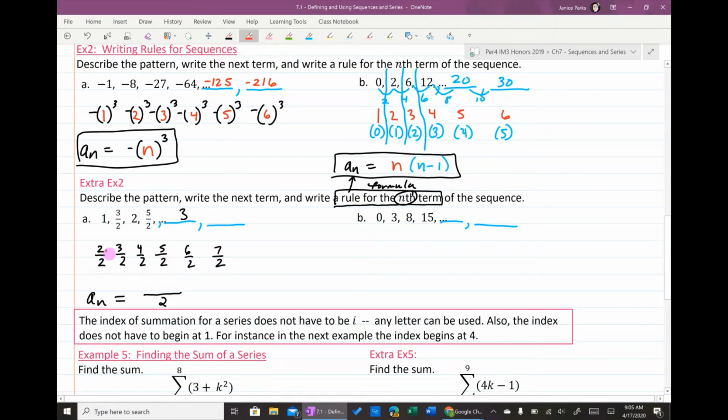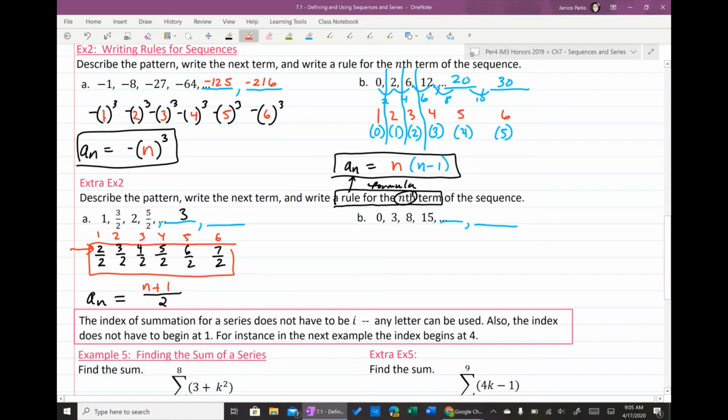The top number, remember that we said that n is 1, 2, 3, 4, 5, and 6. But these are one more than that, so we would write n plus 1 to get to these numbers. So for the first term, it's not 1. So if I put a 1 here, it would be 1 plus 1. It's 1 more than that. Okay, so this is the formula for that.